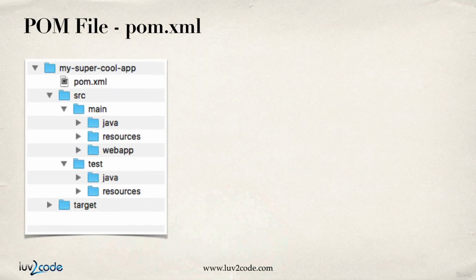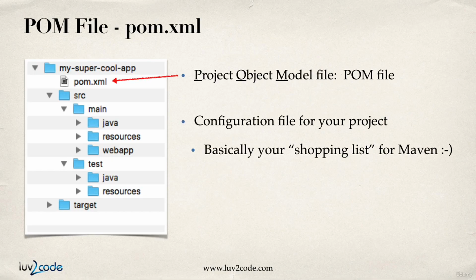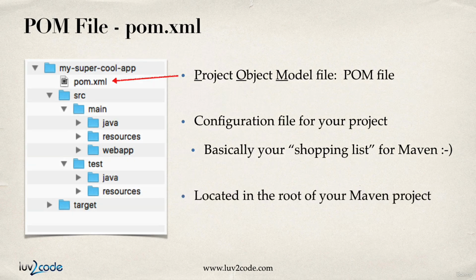Alrighty, so starting here with the POM file. The POM file is your project object model file. This is your configuration file for your project. So this is basically your shopping list for Maven. This is where you tell Maven, hey, we depend on X number of dependencies, go out and find those for us. And this POM file is always located in the root of your Maven project.